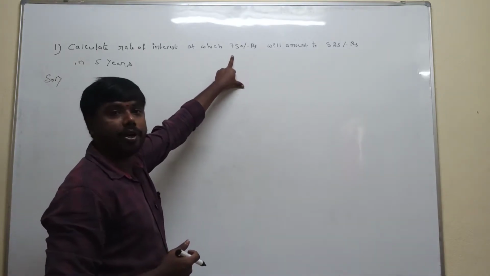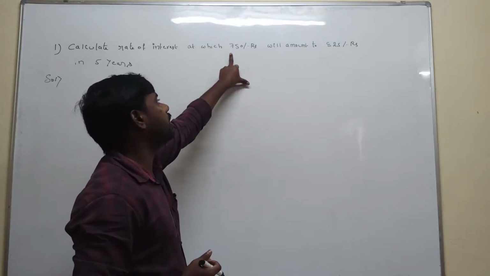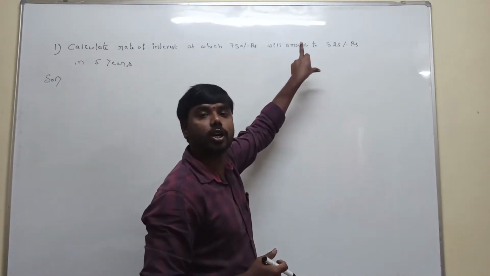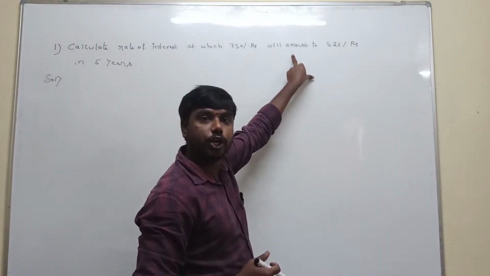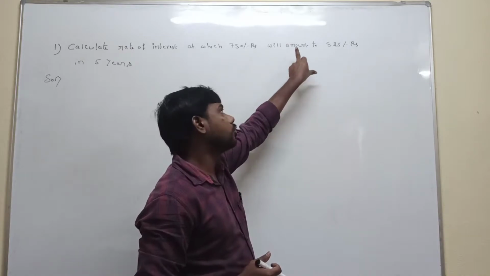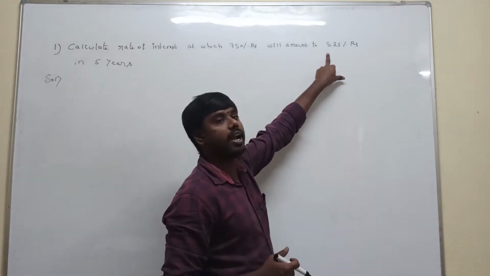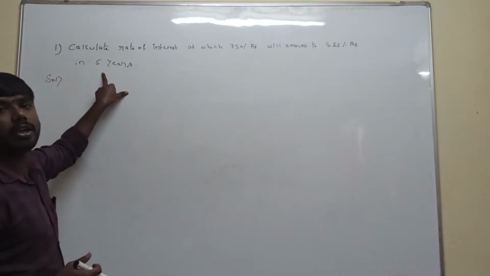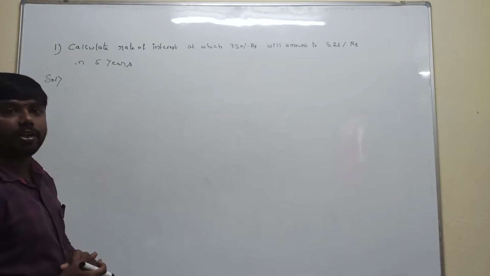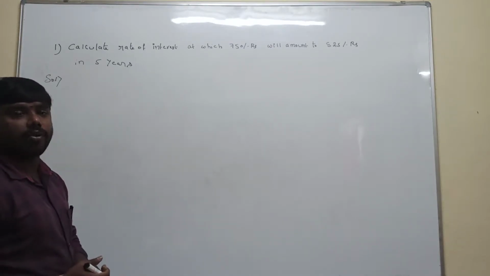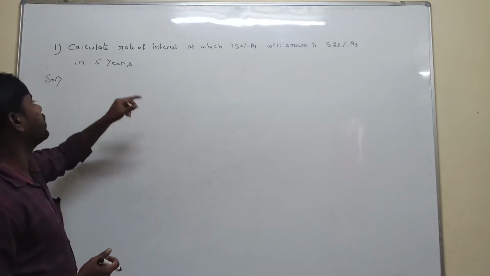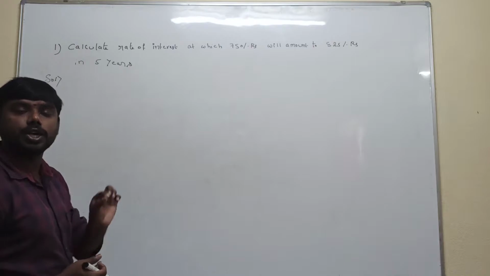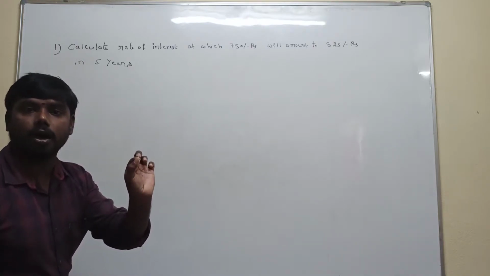What is the principal amount given here? 750 rupees is the principal amount. Amount is nothing but the total amount, denoted by capital A. How much is capital A here? 825 rupees. What is the time given here? 5 years. Principal amount given, total amount given, time given. What we are asked to calculate is the rate of interest, which means we need to find capital R.